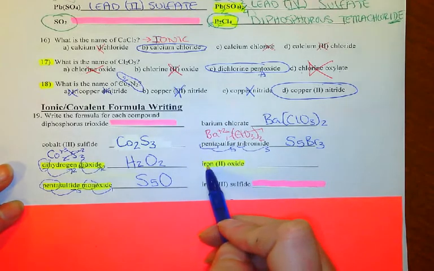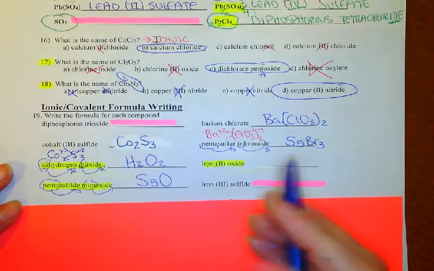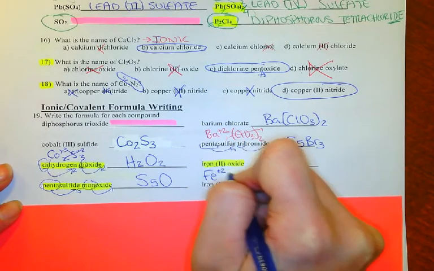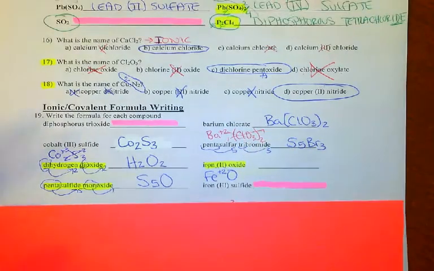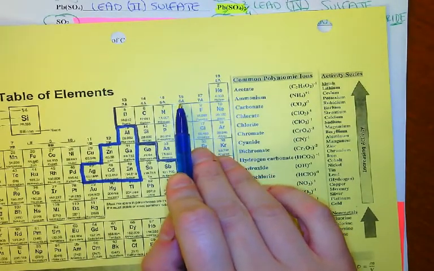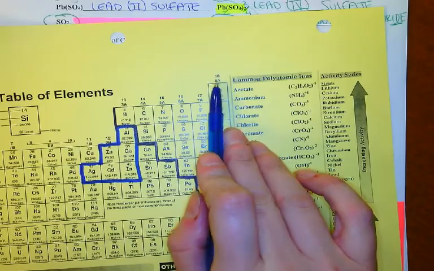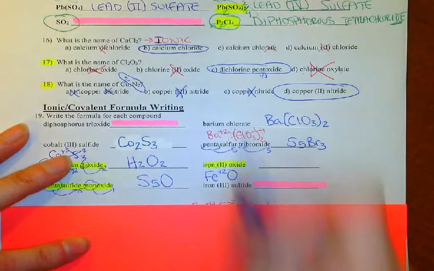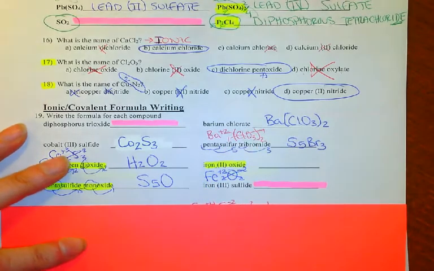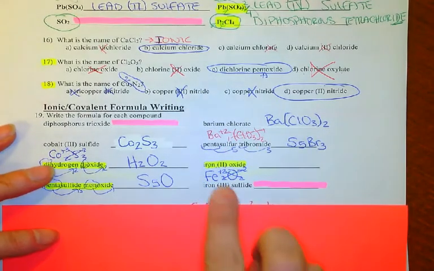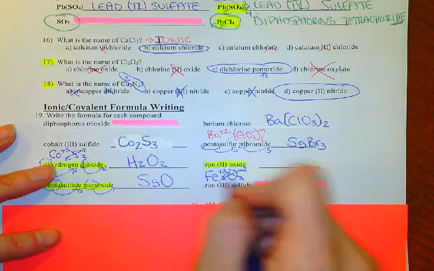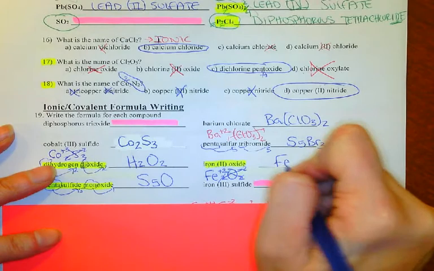Here, iron's a metal, so I'm not translating here. Here I need a 4-step formula. So this says iron making a 2 charge, and then oxide is oxygen. Because oxygen's in group 6, I know it has 6 valence electrons, which means it needs 2 more to be like the noble gases. So oxygen makes a 2 charge. I crisscross, then I reduce and erase. That's my 4-step formula. Symbols, charges, crisscross, reduce and erase. So then these 2's would cancel out.